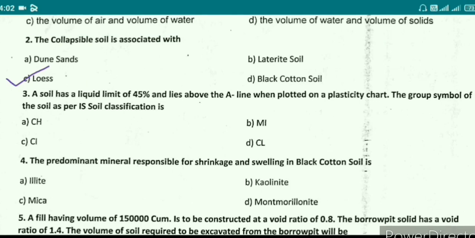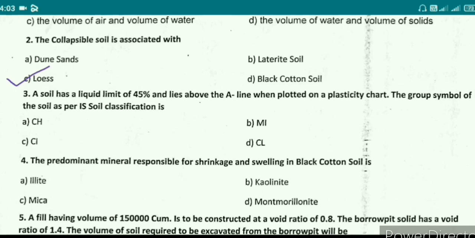Third question is, a soil has a liquid limit of 45% and lies above the A line when plotted on a plasticity chart. The group symbol of the soil as per soil classification is option A, CH, option B, MI, option C, CI, option D, CL. So before that, we have to know what that symbol actually defines to us.